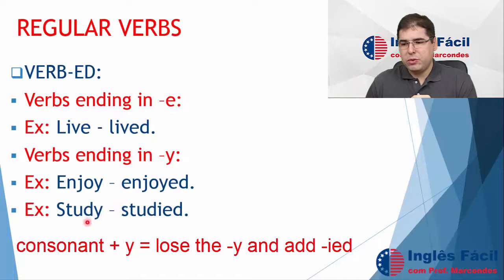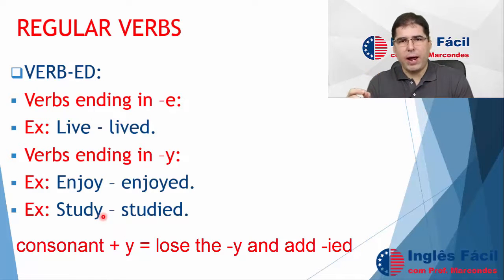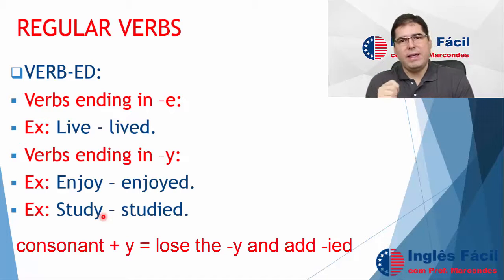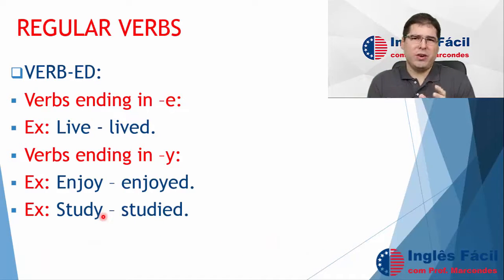The only difference is when before the y we have a consonant. For example, the verb to study. In this case, before the y, we have the consonant d. So in these cases, we are going to lose the y and we are going to add ied. Okay? So it's very simple. When the verb ends in y and before the y we have a consonant letter, we lose the y and add ied, okay? These rules are not very important, so don't worry very much about them, okay?